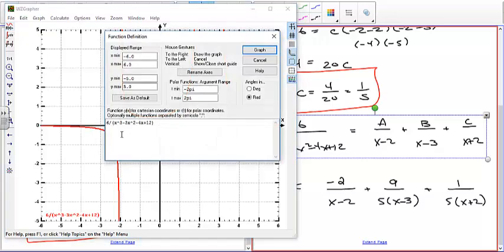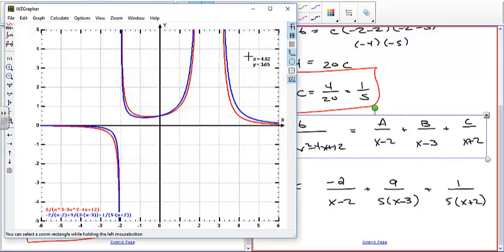And then I could plot my partial fraction one here. So I've got -2 divided by x minus 2 plus 9 divided by 5 times x minus 3 plus 1 divided by 5 times x plus 2. Let's just check that out. Okay, and I graph that. Ooh, it's close. It's not quite right.